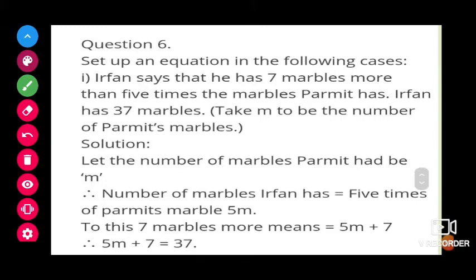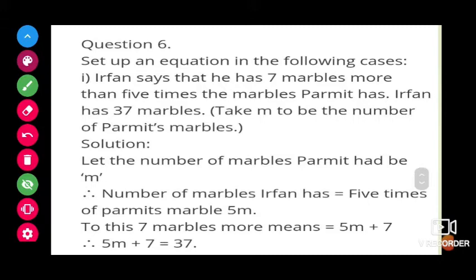Next, set up an equation in the following cases. Now they are asking us to set up an equation. Irfan says that he has 7 marbles more than 5 times the marbles Parmit has, and Irfan has 37 marbles. Children, whenever we read this type of sentence, first we have to think which is the unknown value. Whenever we are framing an equation, first we have to think what unknown values there are, and for those unknown values, first we have to assign a variable.